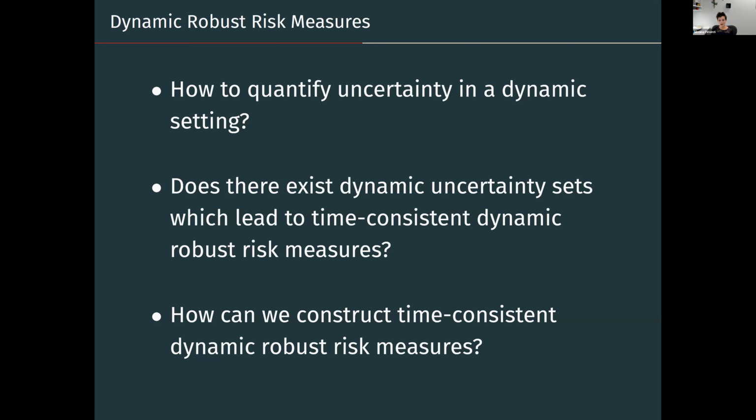And there's a couple of questions I'm interested in here, which is: how do I quantify uncertainty in a dynamic setting? Can I again create uncertainty sets now in a dynamic framework? Because in a dynamic setting, I will have to look at a time consistent dynamic risk measure. Can I create uncertainty sets so that my worst case risk measure is still time consistent? And is there a way to actually construct one in a nice or a simple way? So these are the questions that I want to look into.